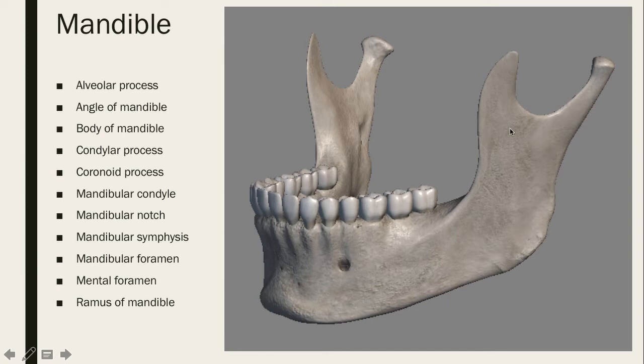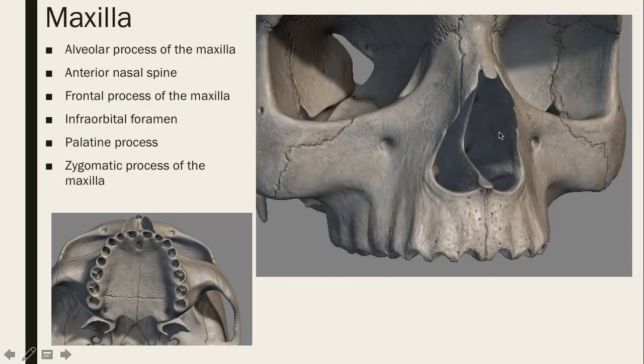And then lastly is the ramus of the mandible. It's just this section here, this kind of rectangle of the bone. Next is the maxilla. So the maxilla stretches from the nasal bone to the zygomatic bone and then all the way down to the teeth here. So that's the whole maxilla bone.